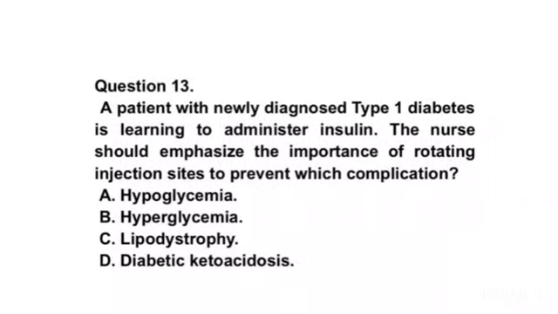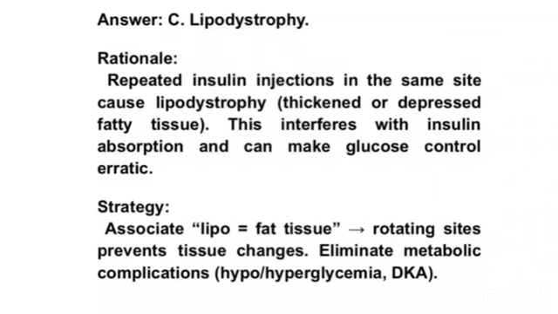Question 13. A patient with newly diagnosed type 1 diabetes is learning to administer insulin. The nurse should emphasize the importance of rotating injection sites to prevent which complication? A. Hypoglycemia. B. Hyperglycemia. C. Lipodystrophy. D. Diabetic ketoacidosis. Answer: C.